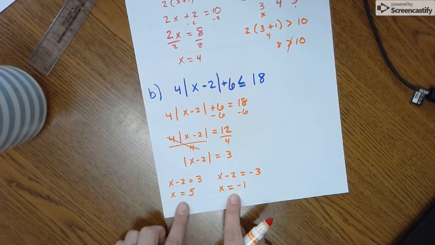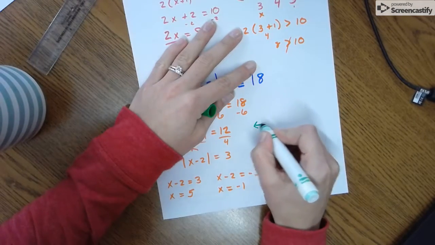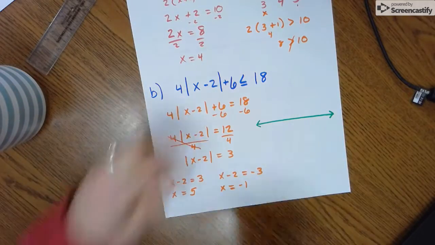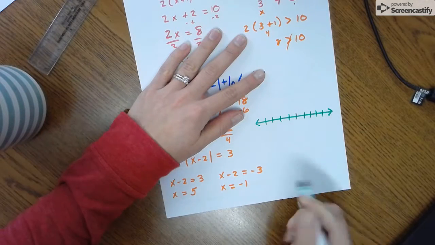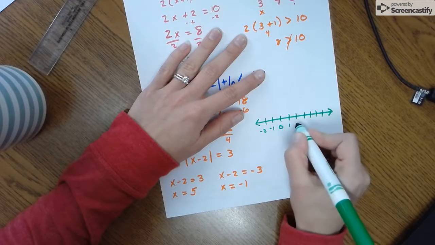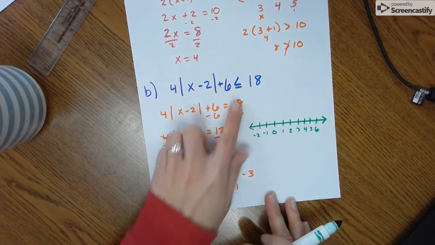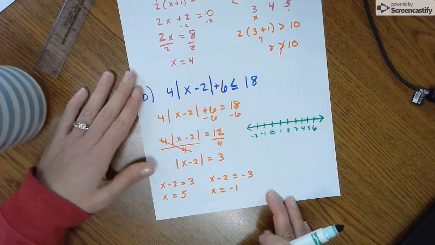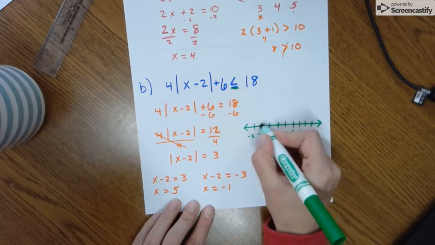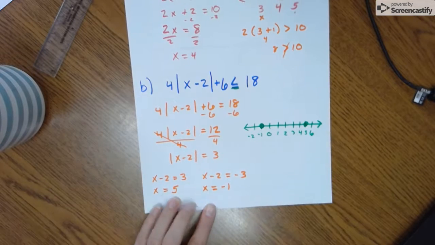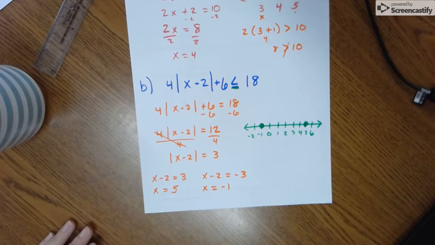Now in this case, I have 2 boundary points. So I'm going to go to my number line. All right, so I have negative 2, negative 1, 0, 1, 2, 3, 4, 5, and 6. At my boundary points, I need filled in circles, or closed circles, since it's less than or equal to. The equal to is what makes it a closed circle. So negative 1 and 5. And then at this point, I have to figure out, is the shading in between my 2 boundary points or is it on the outsides?